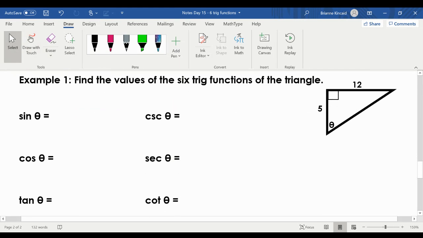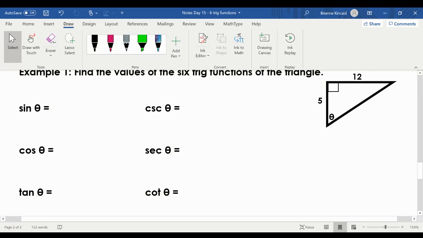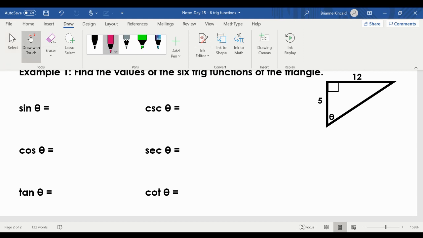Okay, so my first example, find the values of the 6 trig functions of the triangle. What you should notice right away is we are missing one of the sides of our triangle. I'm going to go through and I'm going to label first. So across from the 90-degree angle, that is our hypotenuse. 5 is next to theta, so that's going to be the adjacent. 12 is across from theta, so that's going to be our opposite. Now we need to find that missing side.